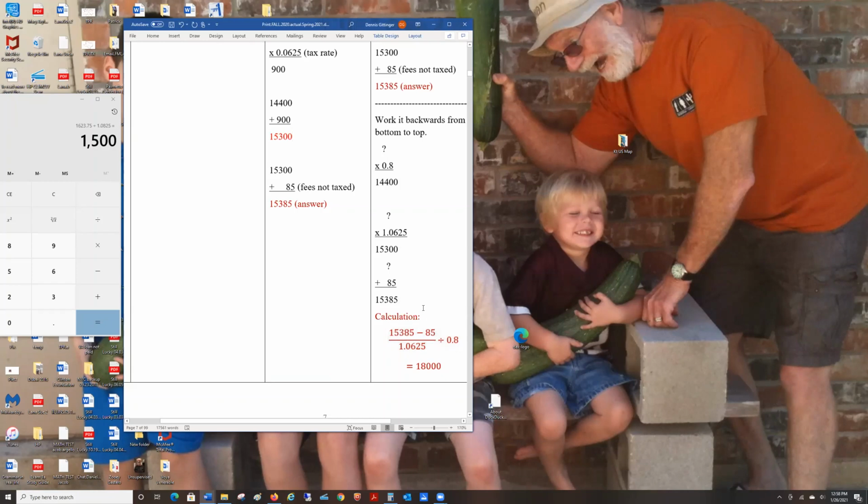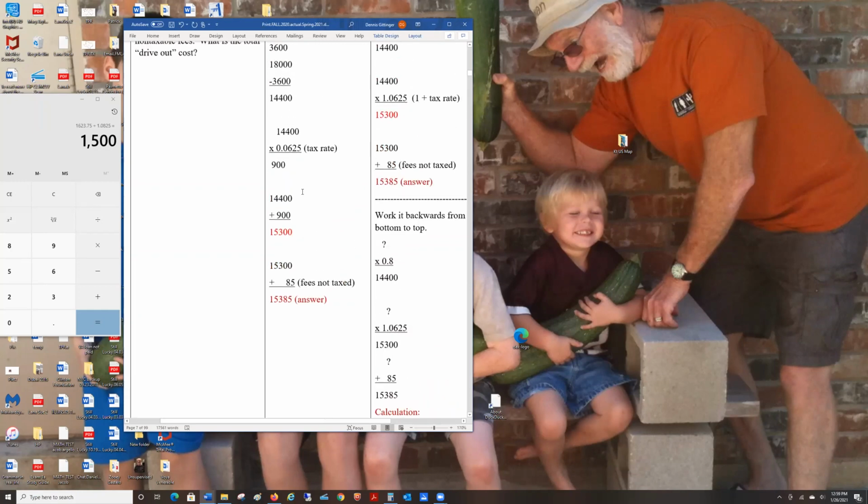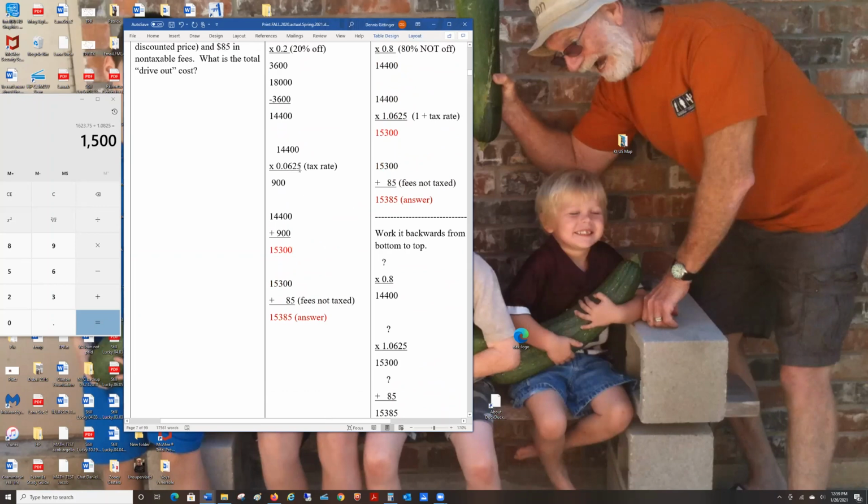Subtract that. Now, if you know that this 15,300 includes the tax, you cannot get the amount before tax by multiplying that by 0.0625. It doesn't work. Why? Because look up here. The tax is 0.0625 times a number that we don't know yet on this side. We don't know what it is.